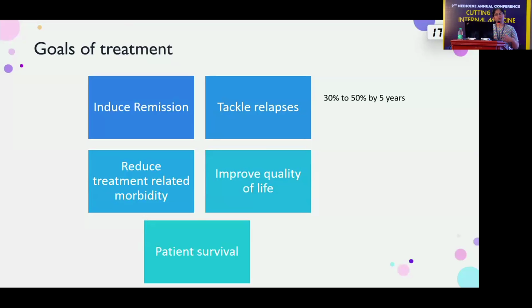If you ask me about the advances in ANCA vasculitis, one most important thing is that people are very clear nowadays as to what their goals should be when they manage these diseases. Basically, you have to induce remission. Once you have induced remission, you have to tackle the relapses, because relapses are fairly common in ANCA vasculitis patients. It ranges up to 50% by 5 years. But having treated remission and relapses, you have to be very sure that you reduce the treatment-related morbidity and finally improve the quality of life and patient survival.